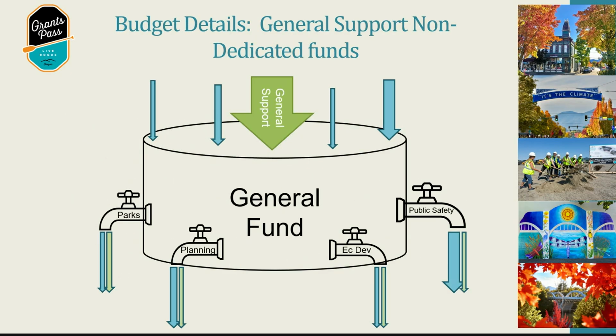So part of that visual representation is those blue arrows coming in as far as resources that are dedicated, and when they come out in spending, we spend those dedicated resources first, and then that general support gets shared between the rest of the departments in the general fund.